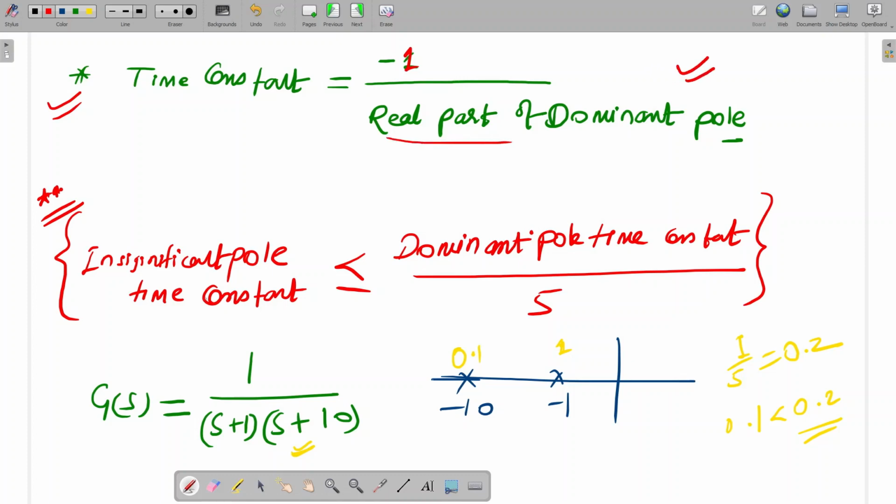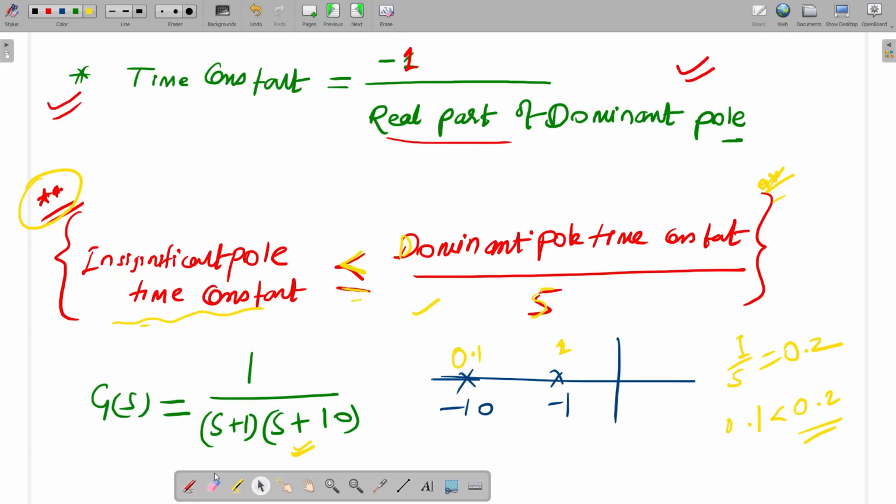Real part of the dominating pole. And this one insignificant pole concept is there. What is the insignificant pole? The insignificant pole time constant should be less than or equal to the time constant of the dominant pole divided by 5. So this rule we should remember. Like the dominant pole time constant we will calculate, and if we divide by 5, then if an insignificant pole is there, its time constant will be less than or equal to this value.